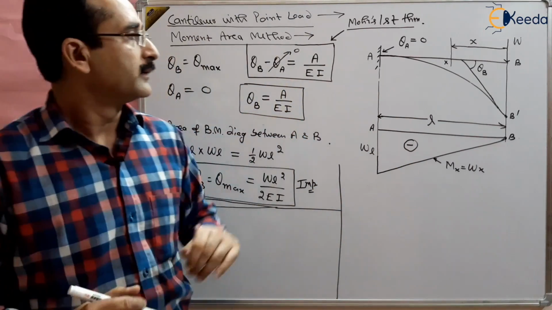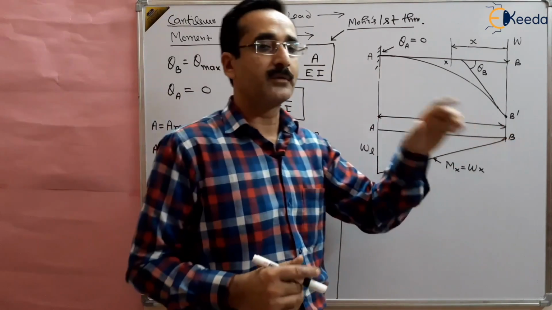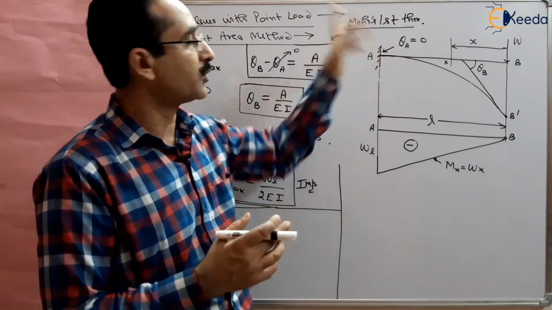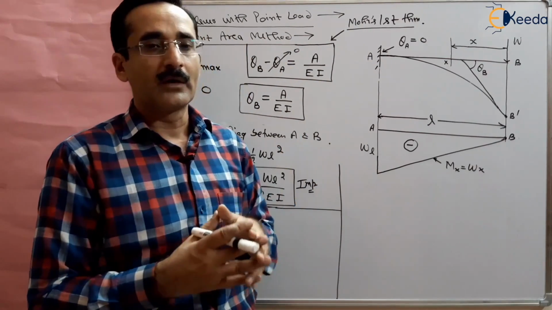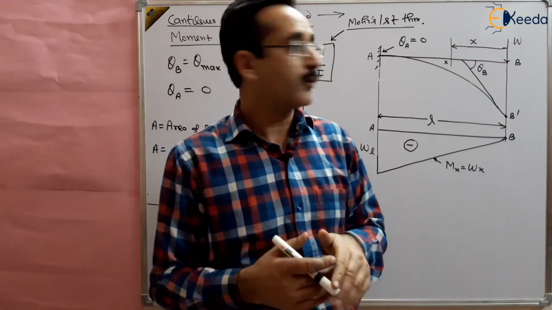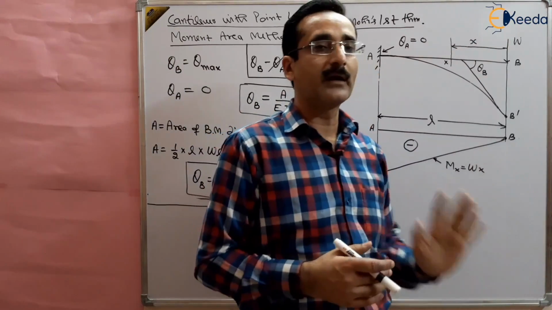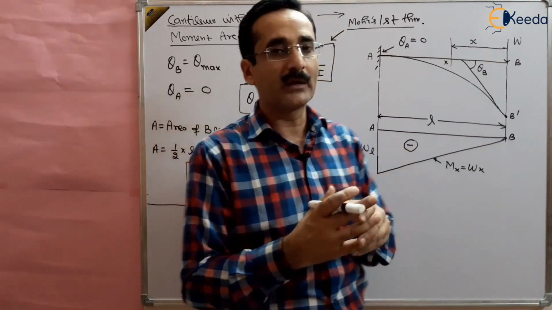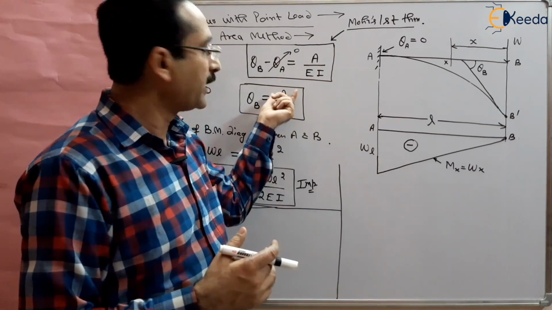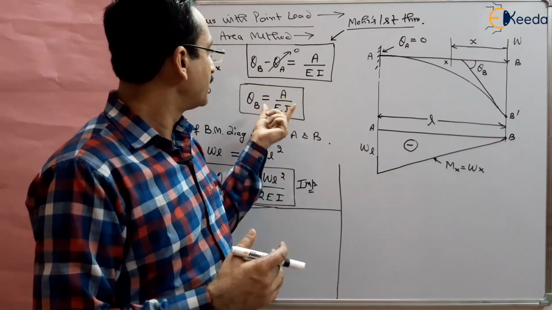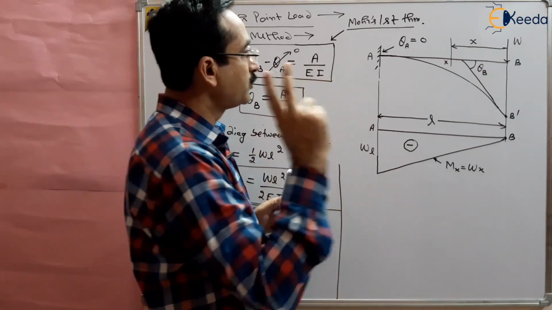You know, what is Mohr's second theorem? Mohr's second theorem says that the tangent deviation between 2 points on a given vertical line will be equal to the moment of the area of the bending moment diagram divided by EI, right? So what 2 points should be chosen?